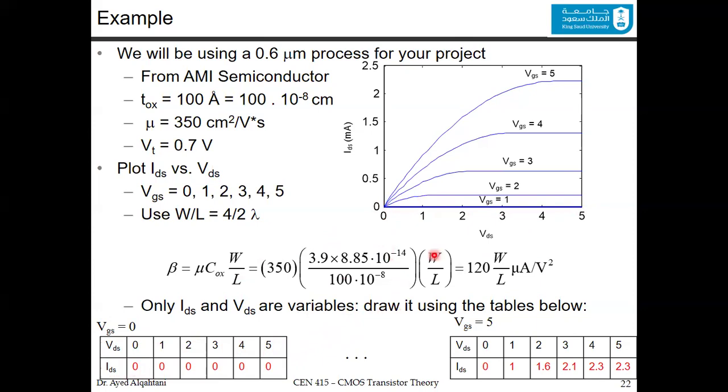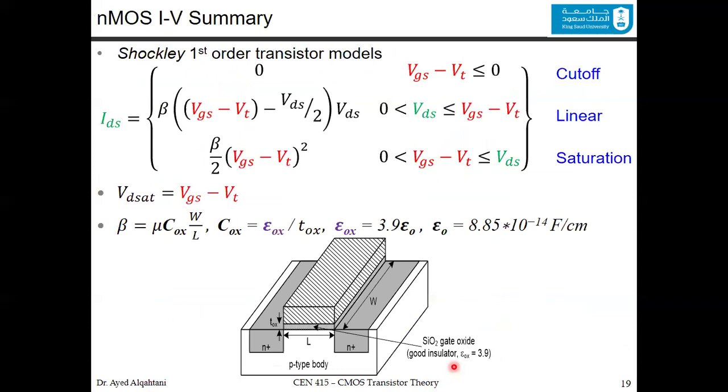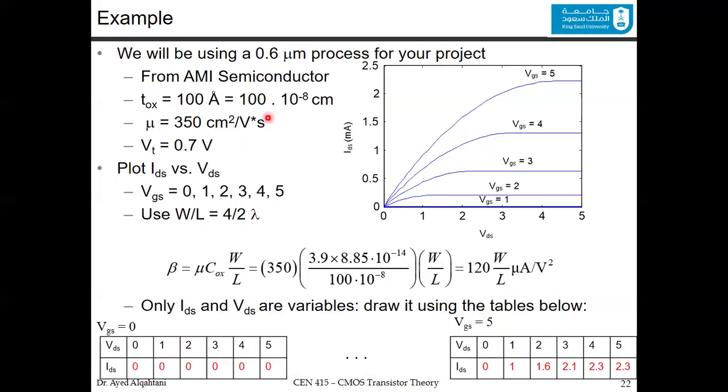Now you get it for the next ones, when VGS is equal to 2, 3, and 4. For example, when VGS is equal to 5, you will assume the VDS again from 0 to 5, and you find the IDS by applying the first order Shockley model, which is this one. So when the VDS is equal to 0, this means that the IDS is equal to 0, which is this point here. Now when it is equal to 1, it means that you will apply the linear relation, which is this one here.